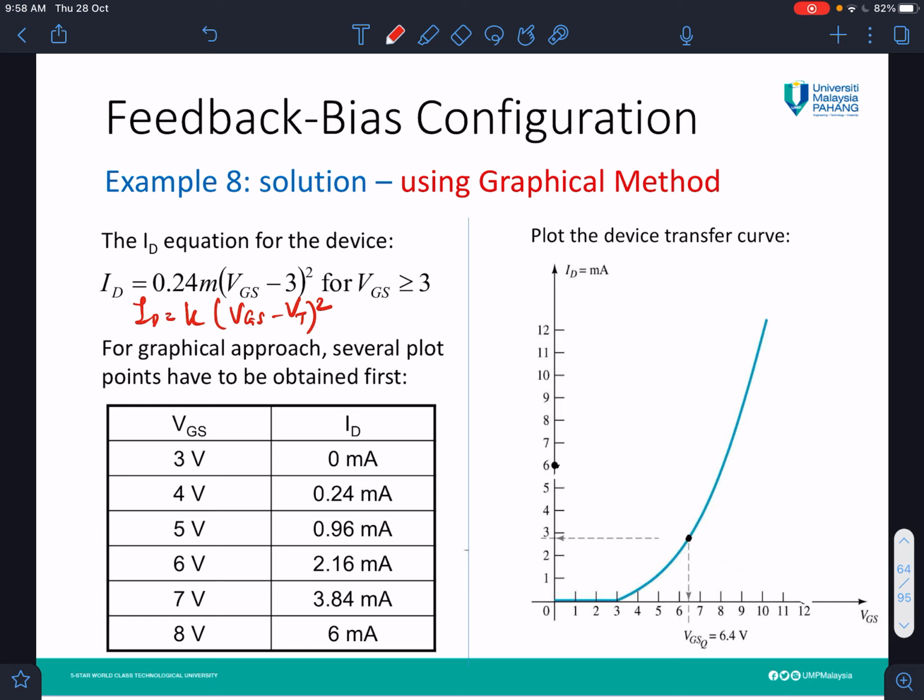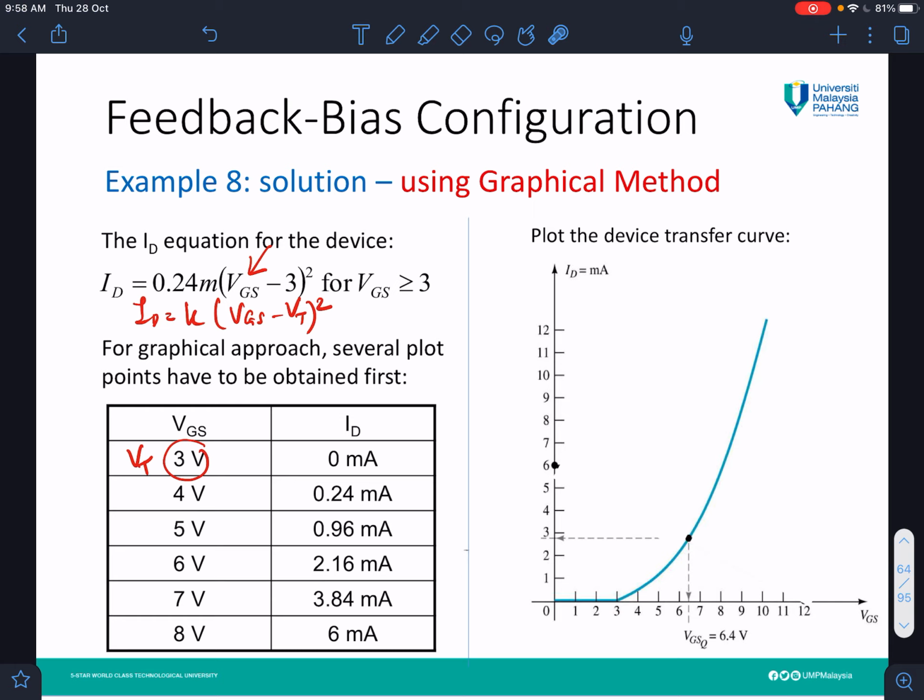Insert one by one value of the VGS, starting with the VT. So the VT for this device is 3 volt, and you need to calculate one by one. Here, insert VGS 3 volt and calculate what is the ID. So when VGS is 3 volt, ID we get 0. It means here the E-MOSFET is still off, right?